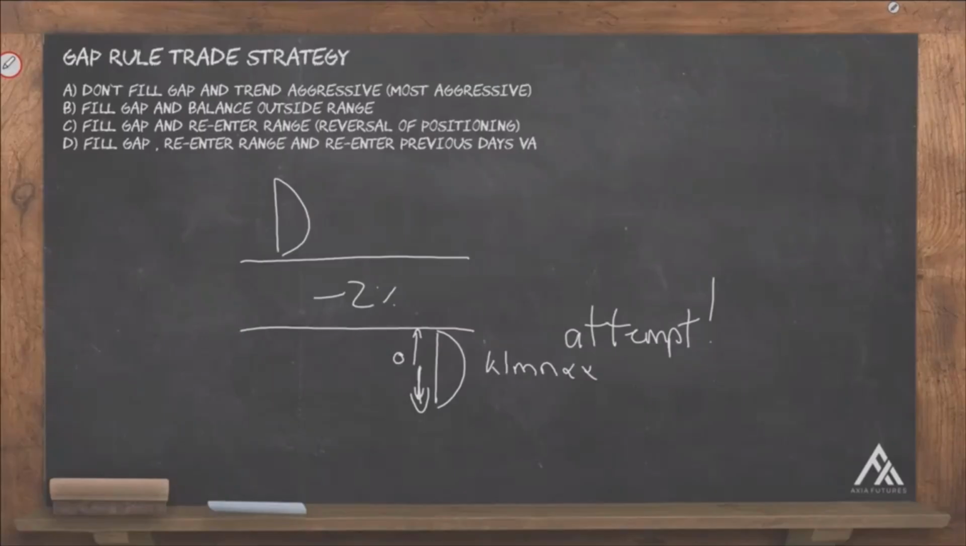Once we fail to fill that gap in and the market starts to look a little bit top heavy and starts to rotate lower, and hold lower and lower auctions, we then should see a continuation of the trend. So that's the most aggressive type of gap rule. But remember, we need to first see the attempt made at filling the gap.